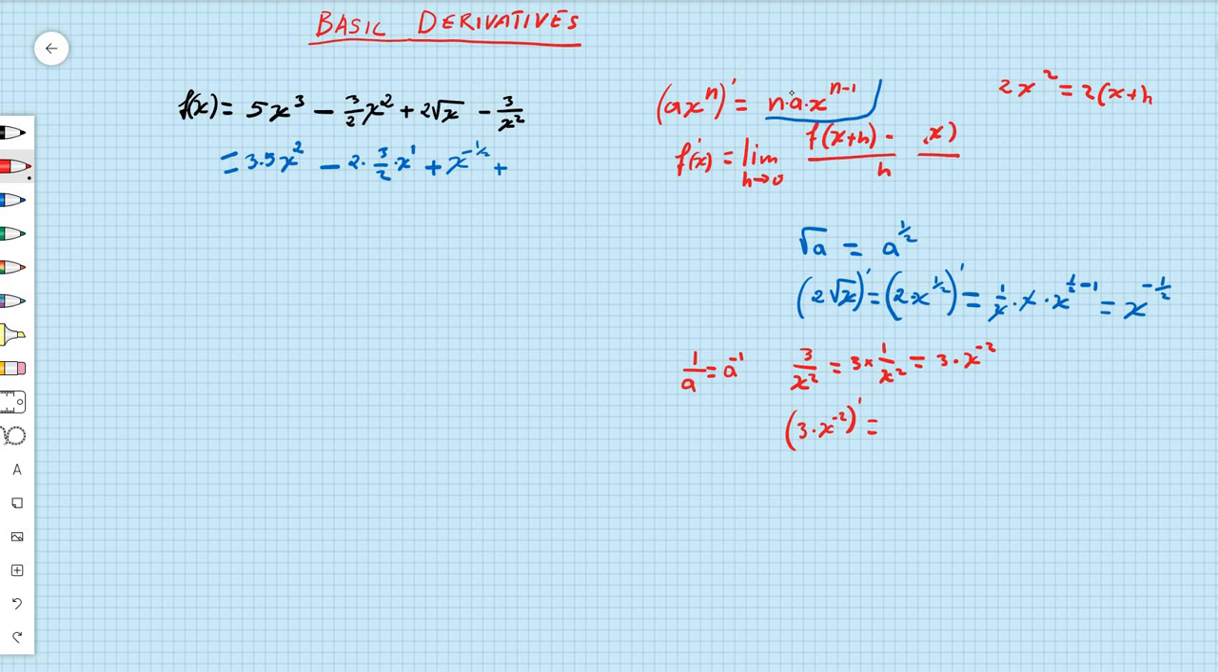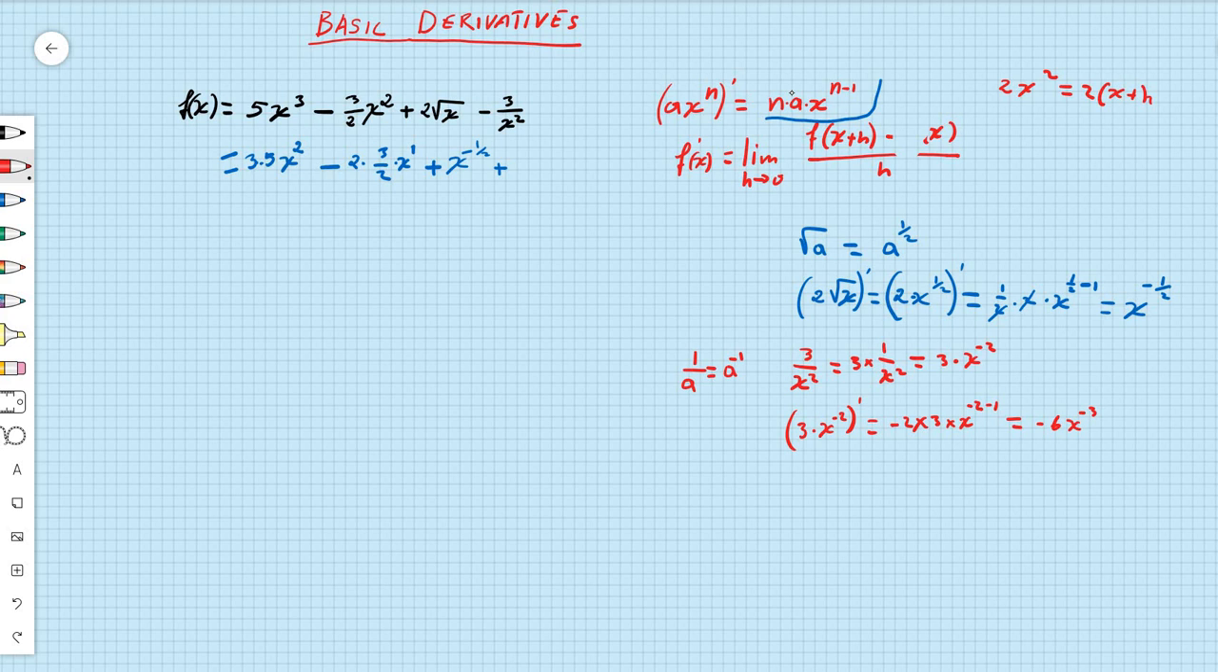3x to the -2, prime, that means we have, just using that same formula here, -2 times 3 times x to the power of -2 minus 1. We're always taking 1 from it, so that will be -6 times x to the power of -3, right? So that's our derivative there.